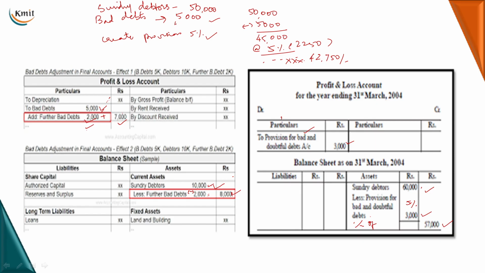Now this is how the adjustments pertaining to the outstanding expenses, prepaid expenses, closing stock, and bad debts will be made while preparing the financial statements. With this, I'll end the session here. Thank you.